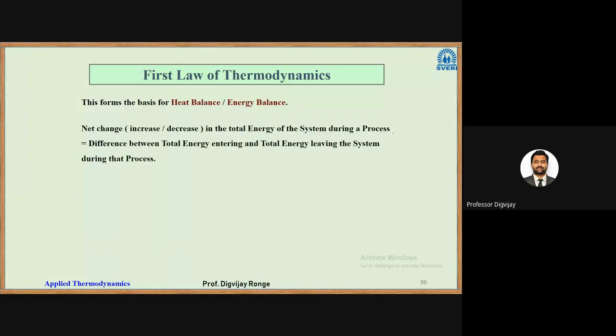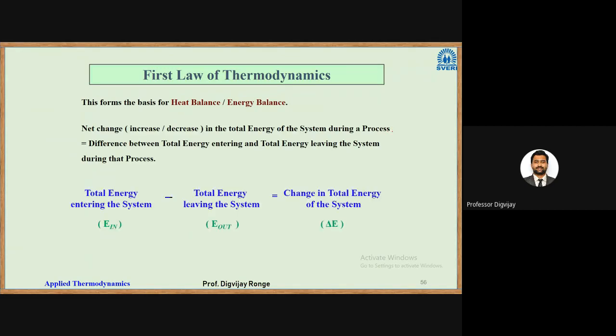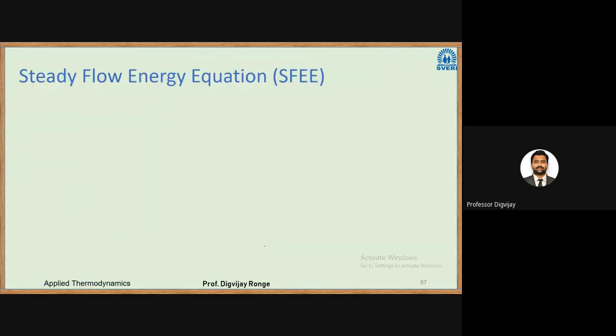So the net change in the total energy of the system during a process is equal to the difference between the total energy entering and the total energy leaving the system during that process. So here it is: energy in minus energy out is equal to change in energy. So this again forms the basis for the steady flow energy equation. What is that? We'll see in the next slide. The steady flow energy equation is a very important equation. Many times numericals are asked based on this steady flow energy equation.